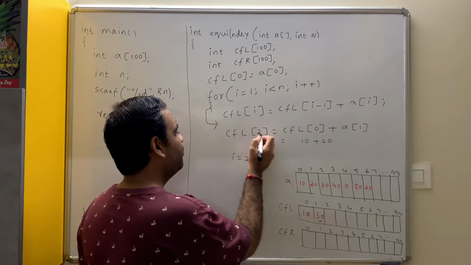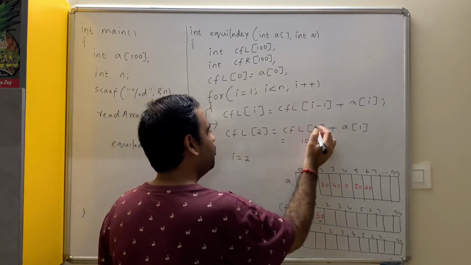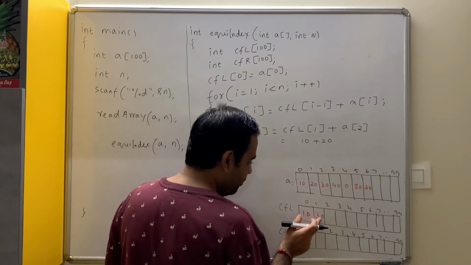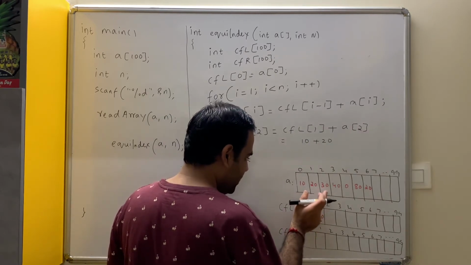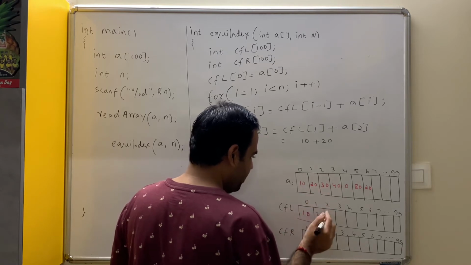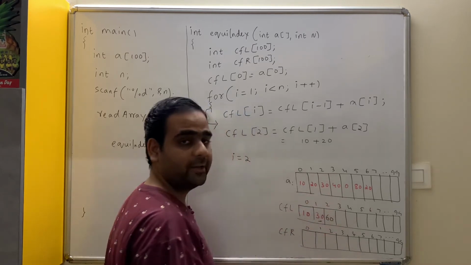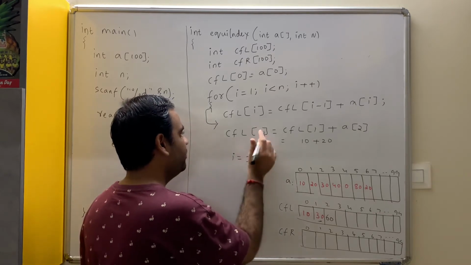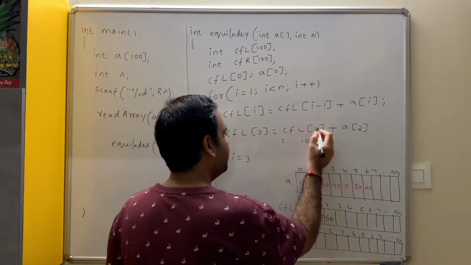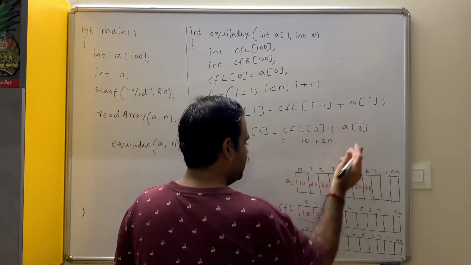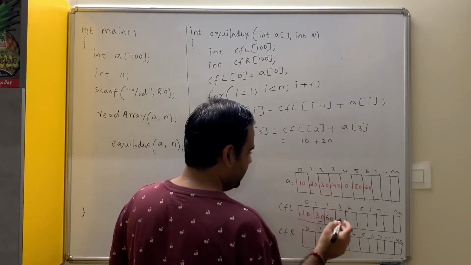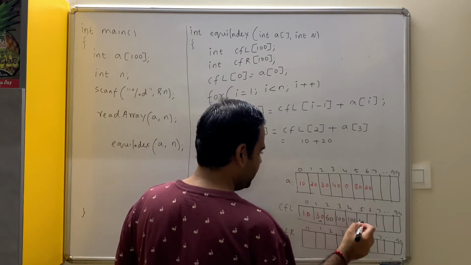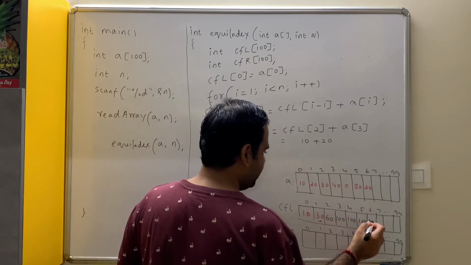Cumulative frequency of 2 is equal to cumulative frequency of 1 plus A of 2. Now what is cumulative frequency of 1? 30. So 30 plus 30 is 60. Similarly, you say I plus plus, I becomes 3. Cumulative frequency of 3 is equal to cumulative frequency of 2 plus A of 3. 60 plus 40 is 100. 100 plus 0 is 100. 100 plus 80 is 180. 180 plus 20 is 200.